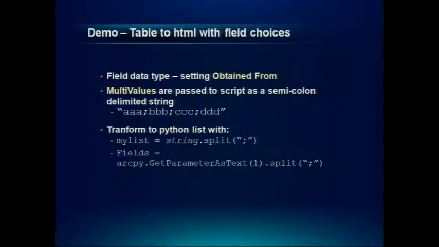One of the things we did was I showed how you use that obtain from thing to obtain the list of fields from an input table. One of the things I guess I didn't really show here, and I'll come back to it, is that I said I want a multi-value of fields. I could have said multi-value equals no, in which case you pass in a single field. But for that tool, I said I wanted to pass in a list of fields. And when I receive a list of something, fields like this, when I get parameter as text, it returns to me a semicolon delimited string.